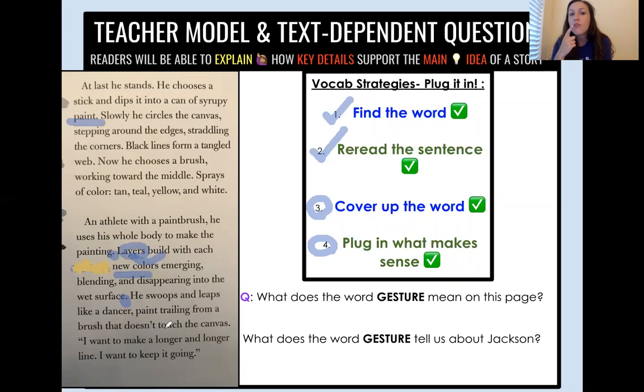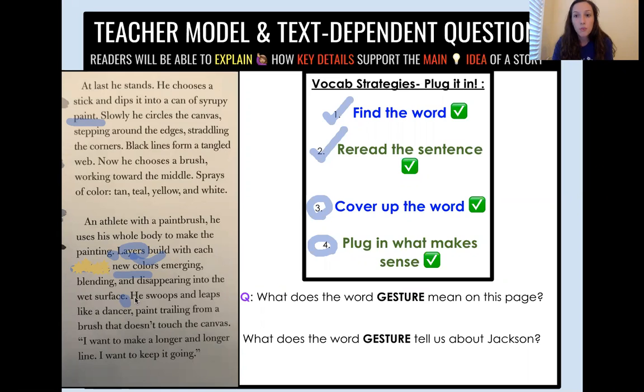So if he's moving, can I plug in the word movement into the sentence? Let's plug it in and check. When I read the sentence, instead of saying the word gesture, I'm going to say the word movement. Your job is to think, does the word movement in this sentence make sense? Layers build with each movement. New colors emerging, blending, and disappearing into the wet surface.